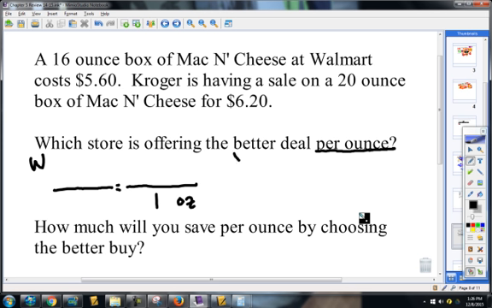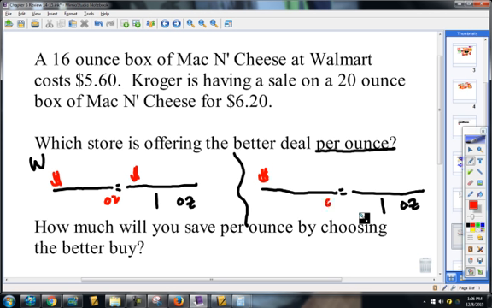So ounces have got to be on the bottom. If it had said which store is offering the better deal per dollar, then you would have done dollars on the bottom. Okay, but it didn't. It says per ounce, and that's the unit price, and that's the one we're used to using, so it shouldn't be any different. Okay, so dollars on top, ounces on the bottom. My fake ratio for Walmart is going to be $5.60 for a 16-ounce box.